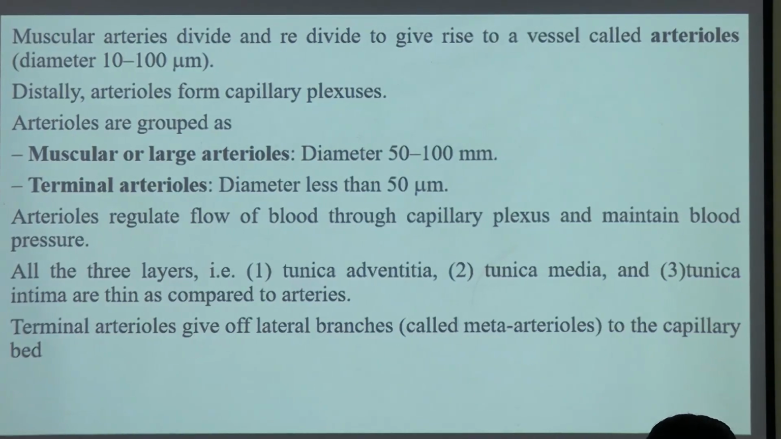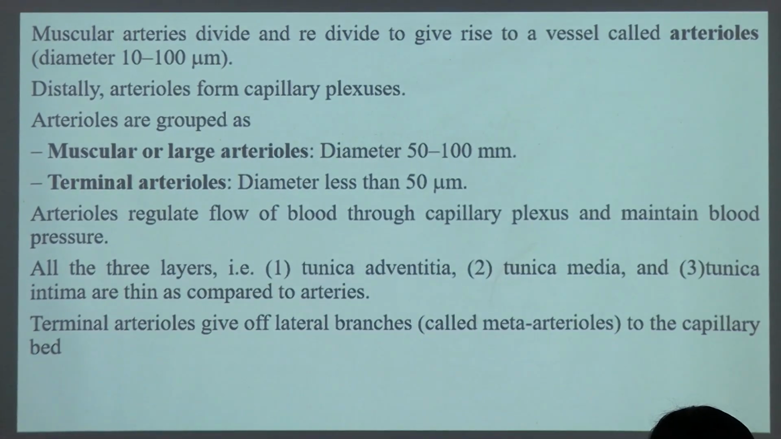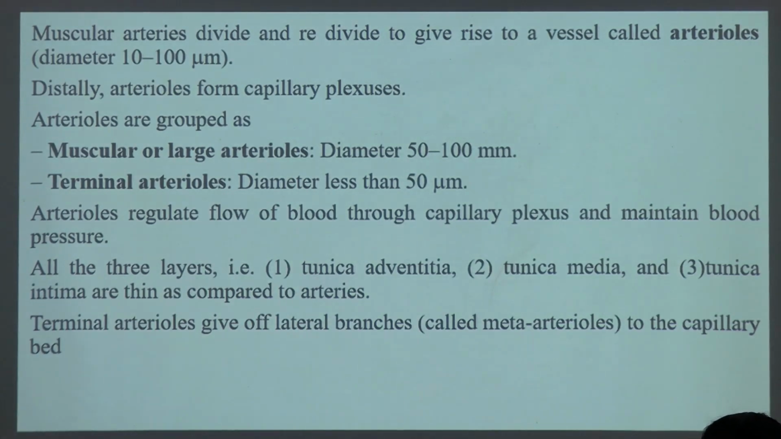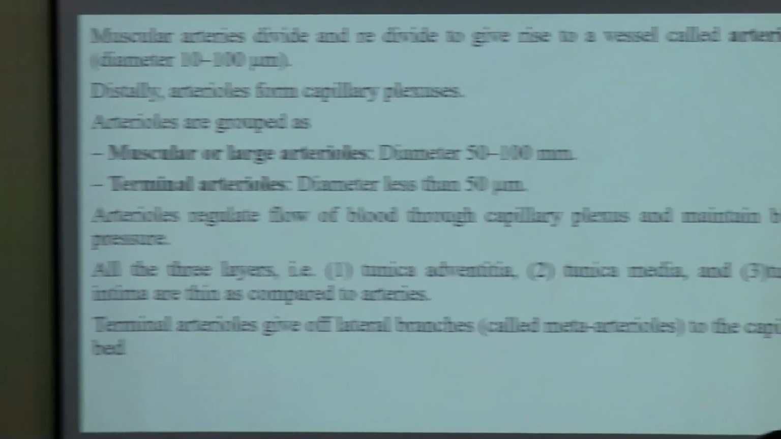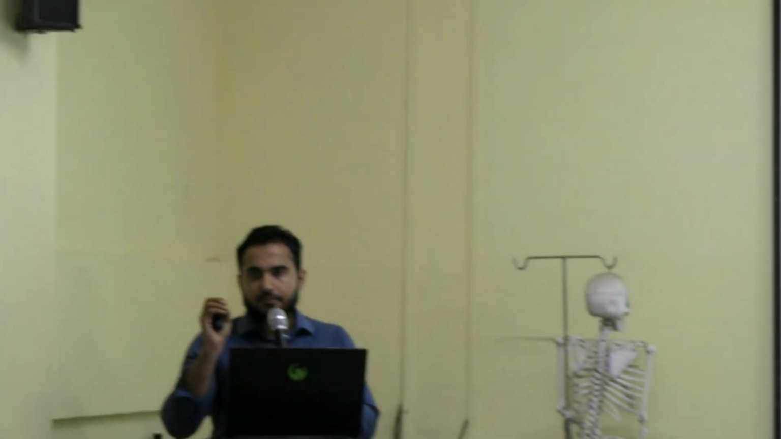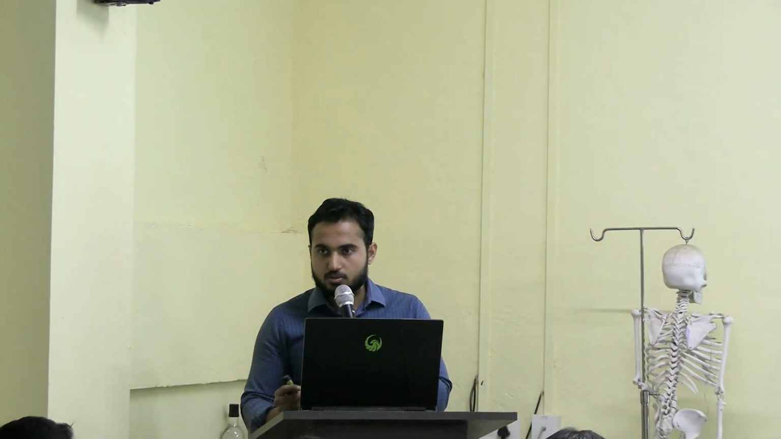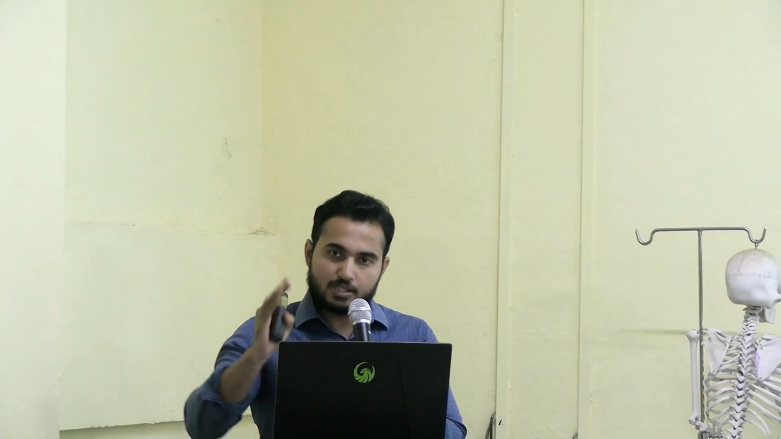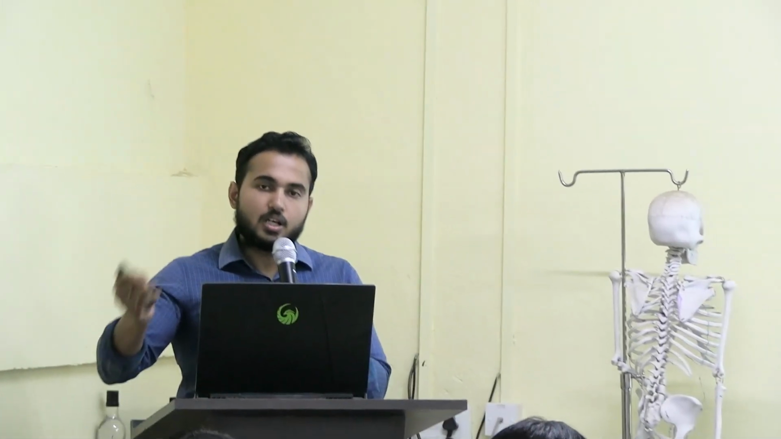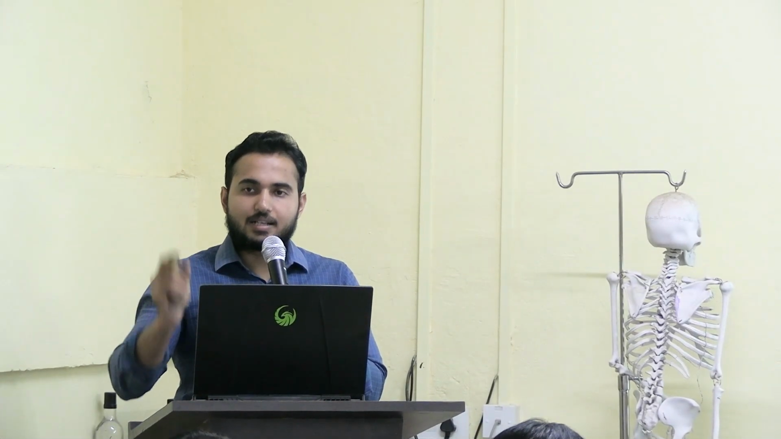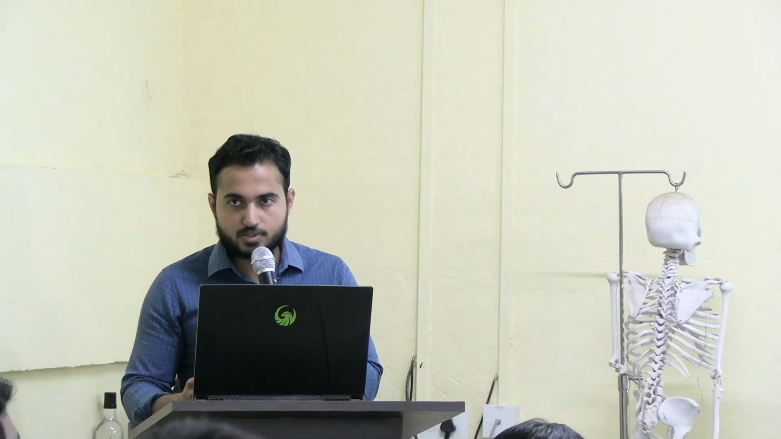Okay, next are the muscular arteries. We have discussed the muscular arteries. Next, the muscular arteries divide, redivide and give rise to very small arteries, and those are called arterioles. The muscular artery will divide and redivide to give very small arteries, and those are called arterioles.